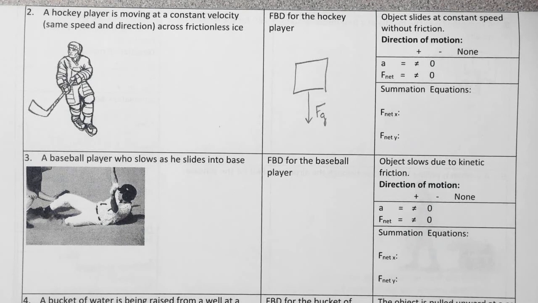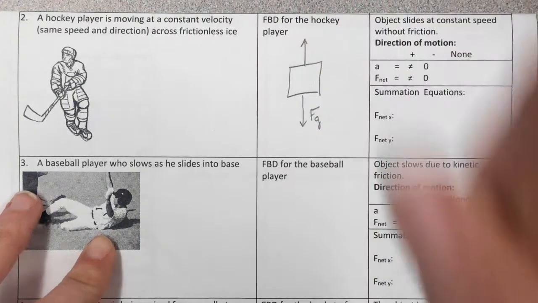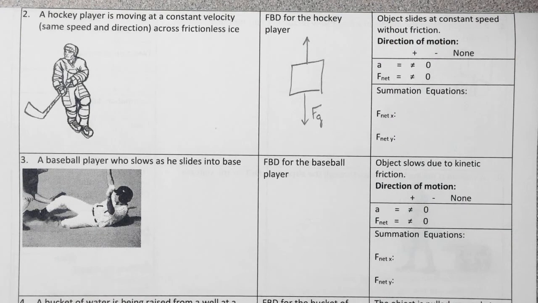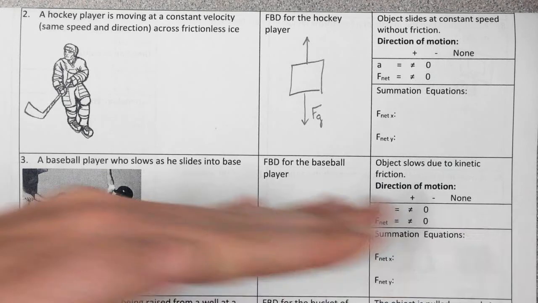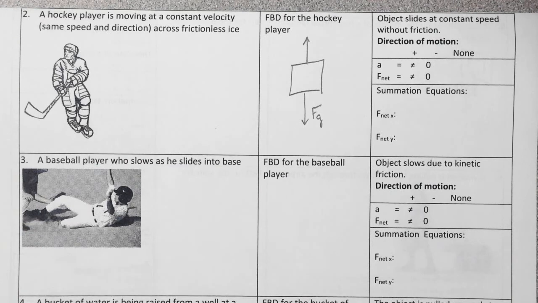Which way is the normal force going to go? Up? Why up? What does normal mean in physics? Normal means perpendicular. Perpendicular to the surface. So if we can assume that the hockey rink is fairly flat, that means the normal force is straight up.